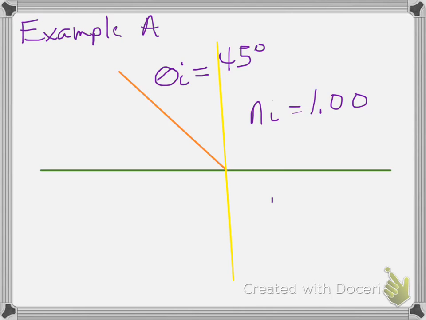And our index of refraction is going to be 1.33 for our refracted side. We are trying to figure out our angle of refraction. So we're going to take that information and plug it into the formula.